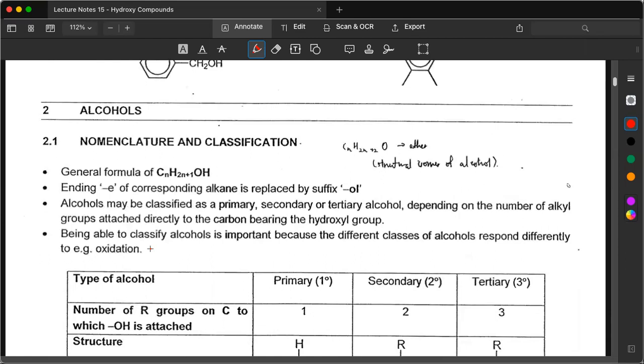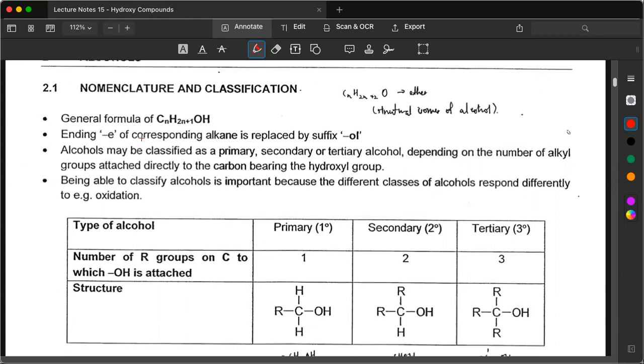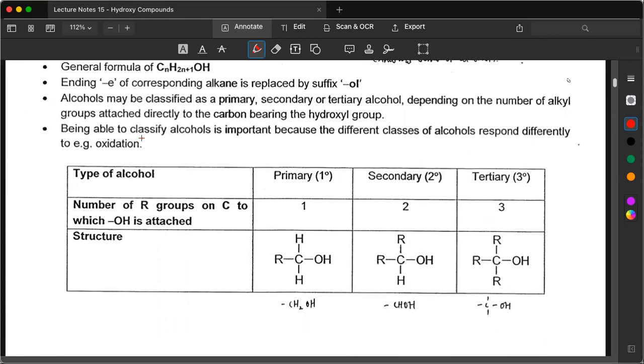Starting with alcohol, this is the general formula, CnH2n+1OH. Alcohol can be classified as either primary, secondary, or tertiary alcohol, depending on the number of alkyl groups attached directly to the carbon bearing the hydroxyl group. So, different classes of alcohol will respond differently to different reactions, in particular, oxidation.